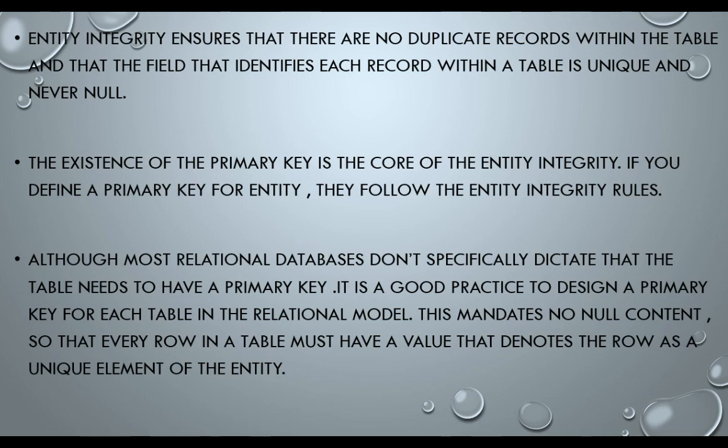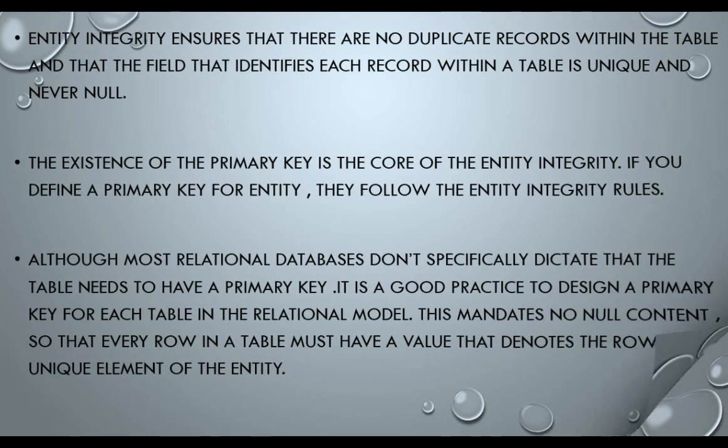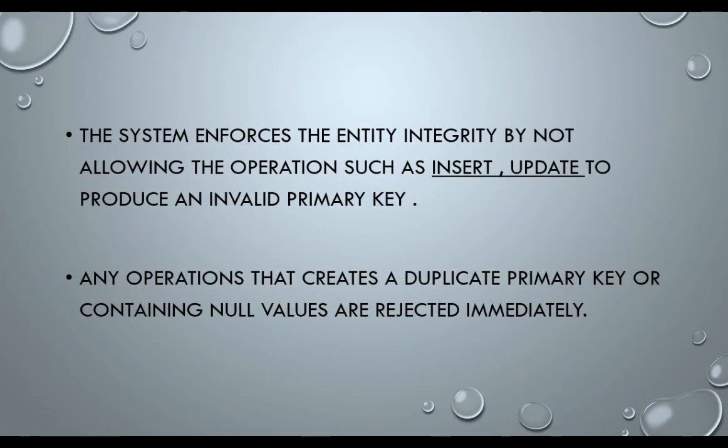Although most relational databases don't specifically dictate that the table needs to have a primary key, it is a good practice to design a primary key for each table in a relational model. This mandates no null content so that every row in a table must have a value that denotes a row as a unique element of the entity. The system also enforces entity integrity by not allowing operations such as insert and update to produce an invalid primary key. Any operation that creates a duplicate primary key or contains null values is rejected.